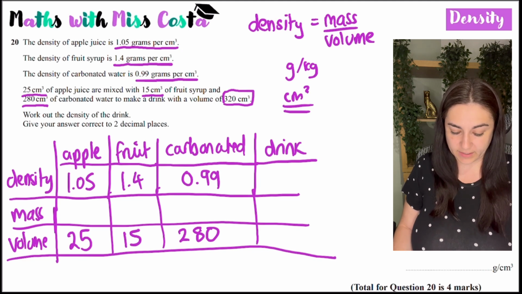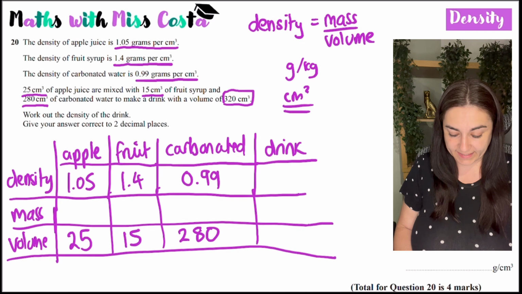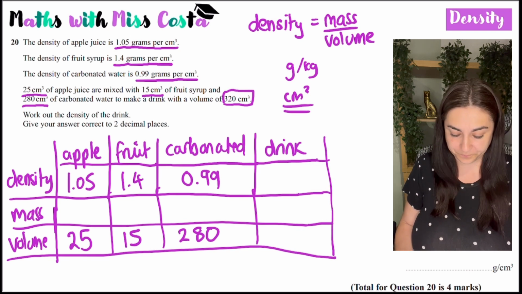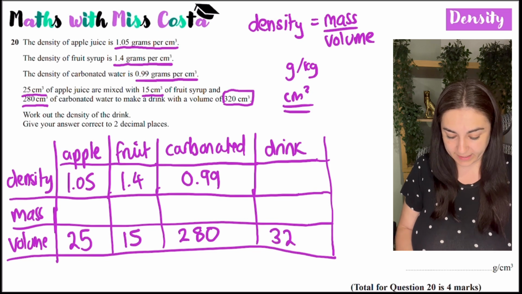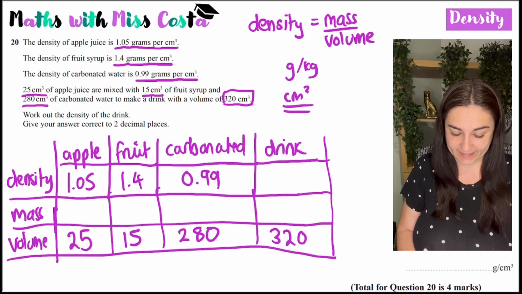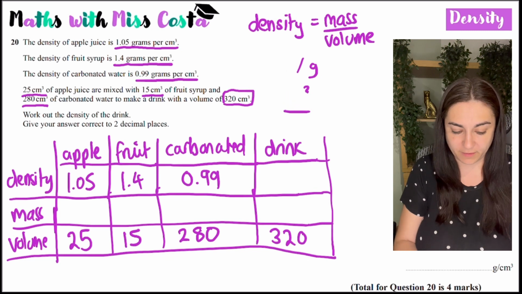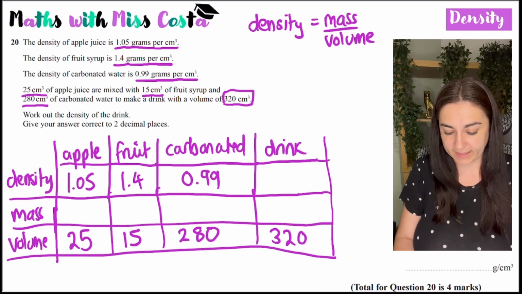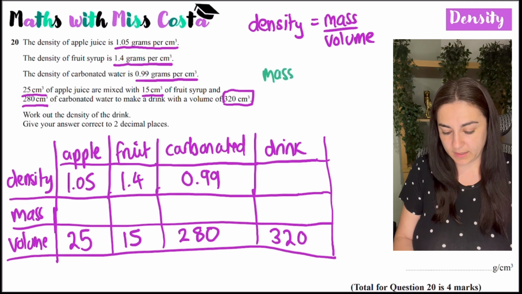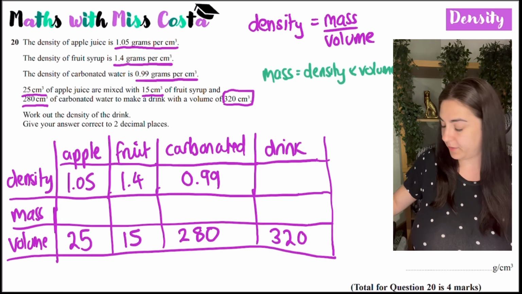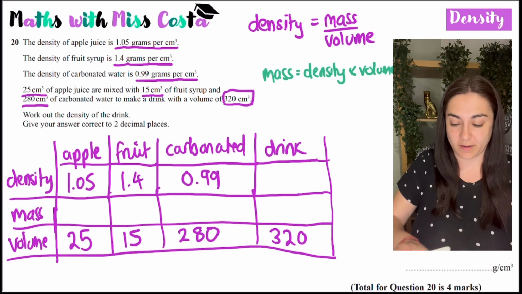So in order to work out the density, I'm going to need to know the total mass and the total volume. So the total volume, they've already given me. I know that that's 320. I need to work out what the total mass is. So the mass, how could I work out mass? Well, I rearrange my formula so that mass equals density times by volume. And I can just work out what the mass of each of my individual bits of drink are.